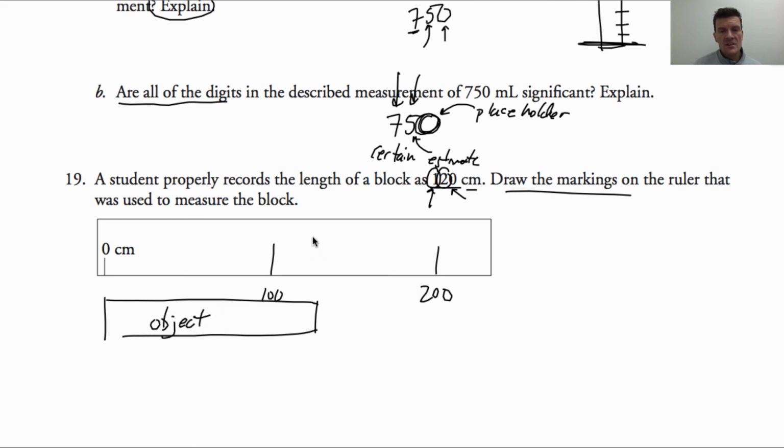And so for the object, you're going to estimate the object is about 100. It's greater than 100. You're certain about that. But you know it's less than 200. But you're not sure exactly where it is between 100 and 200. So you guess on the next digit. Somebody might say it's 110. Somebody might say it's 120. Somebody might say it's 130. There's going to be variation. But definitely 120 would be used with a ruler where the markings are every 100 centimeters.